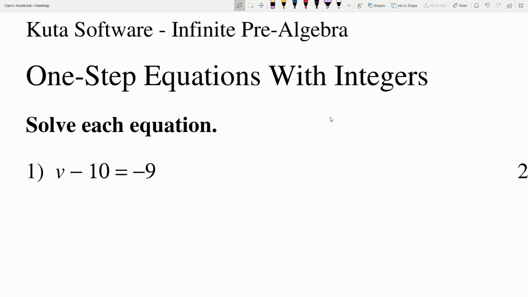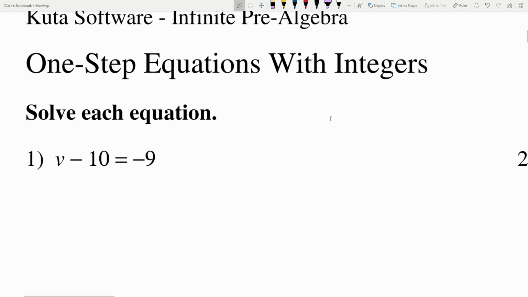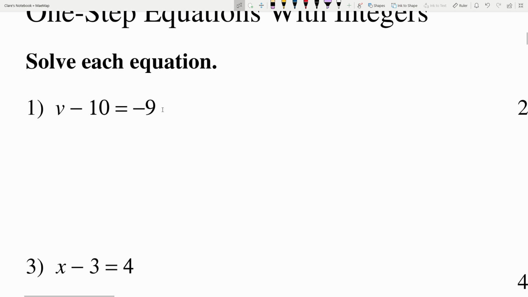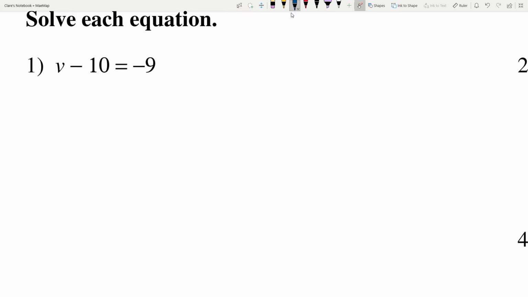Now, our instructions on this worksheet are to solve each equation. What we're going to be doing is solving for the variable. So what value does that variable have to be in order to make this equation true? In number 1, v has to be what so that v minus 10 equals negative 9? Well, I know that 1 minus 10 will give us negative 9. So for number 1, our answer is 1.